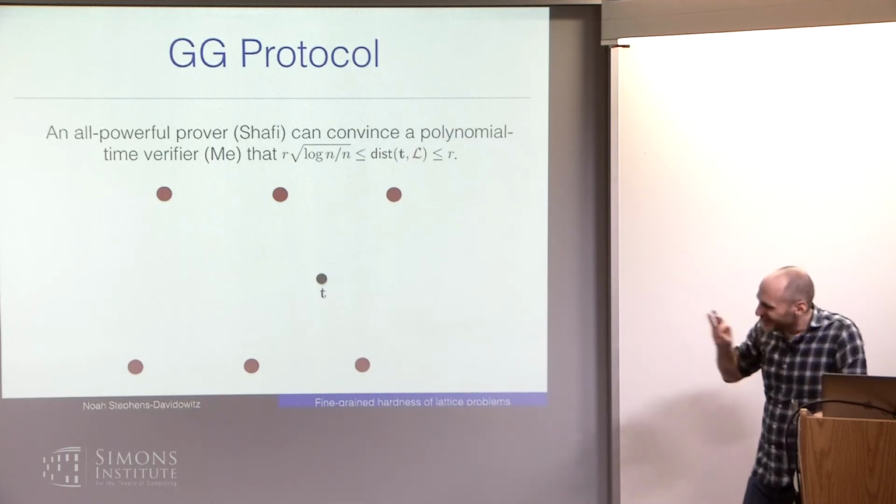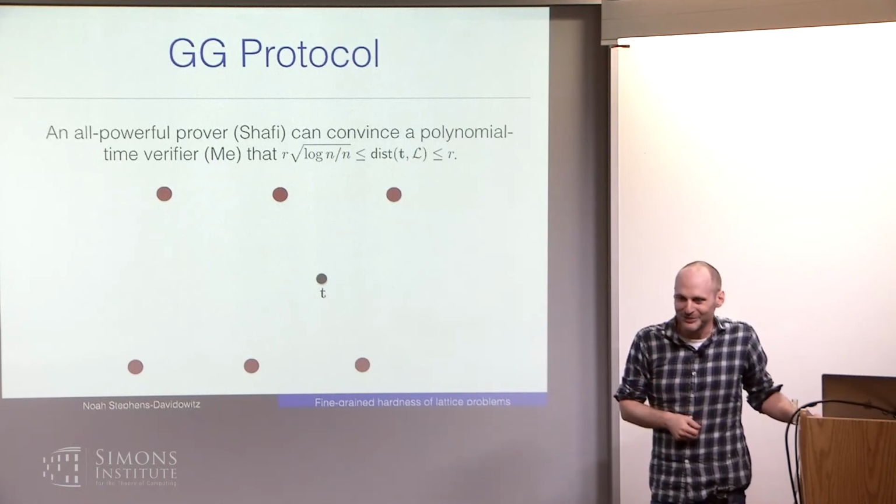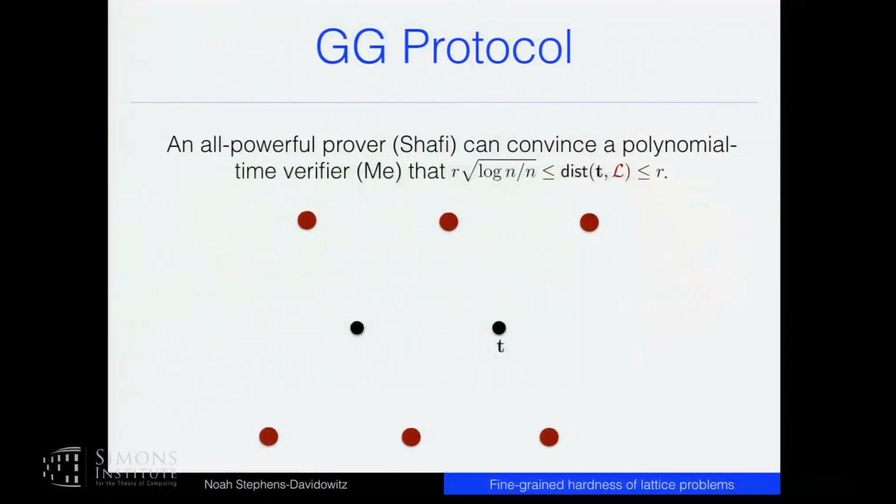Okay, so let me show you the protocol. It's really quite beautiful and quite simple. The idea is, you start out with a CVP instance. So we have a lattice and we have a target. I've drawn my target sort of far away from the lattice, because the difficult thing for Shafi to prove is that we are in fact far away from the lattice.